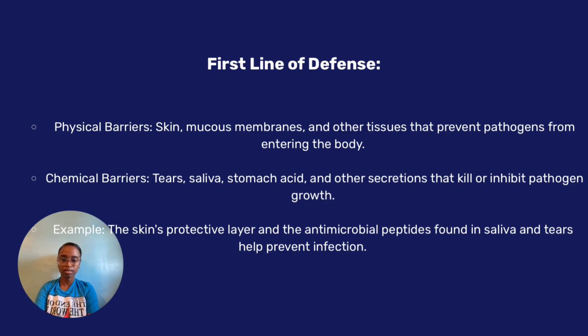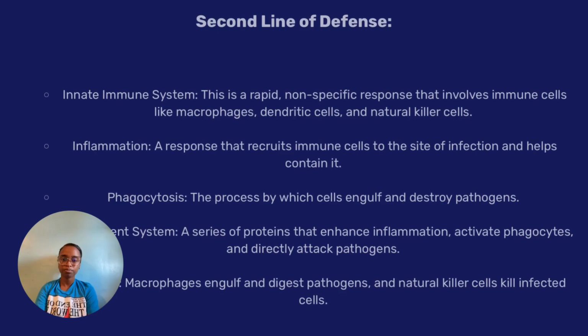Chemical barriers: tears, saliva, stomach acid, and other secretions that kill or inhibit pathogen growth. Example: the skin's protective layer and the antimicrobial peptides found in saliva and tears help prevent infection.